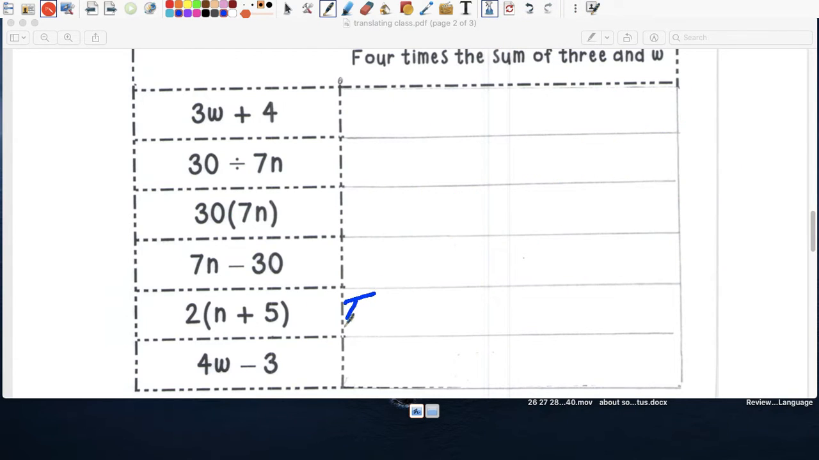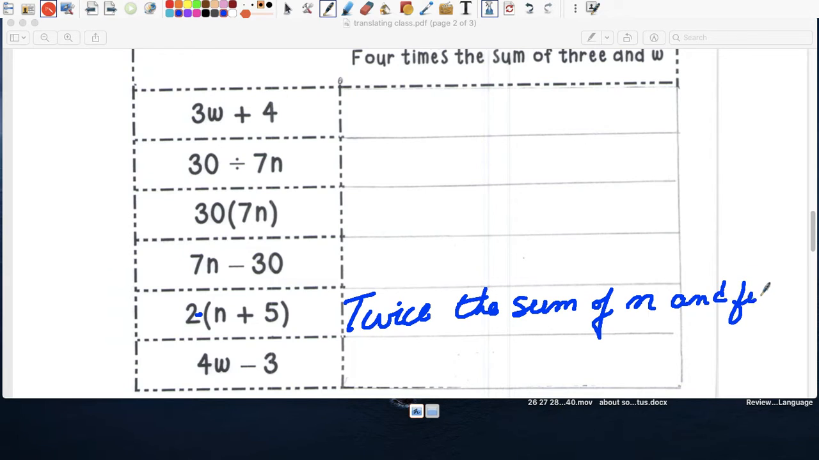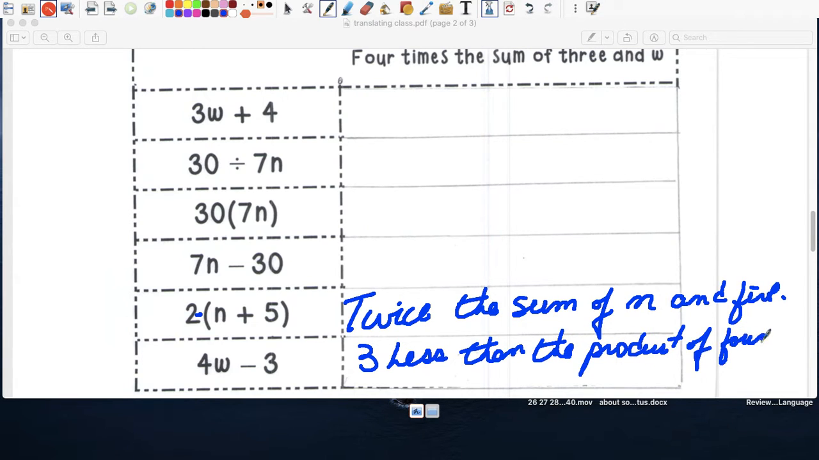Next one, twice. We can use twice, right? Here's twice the sum of n and 5. Right? Last one, let's use 3 less than the product of 4 and a number. Okay.